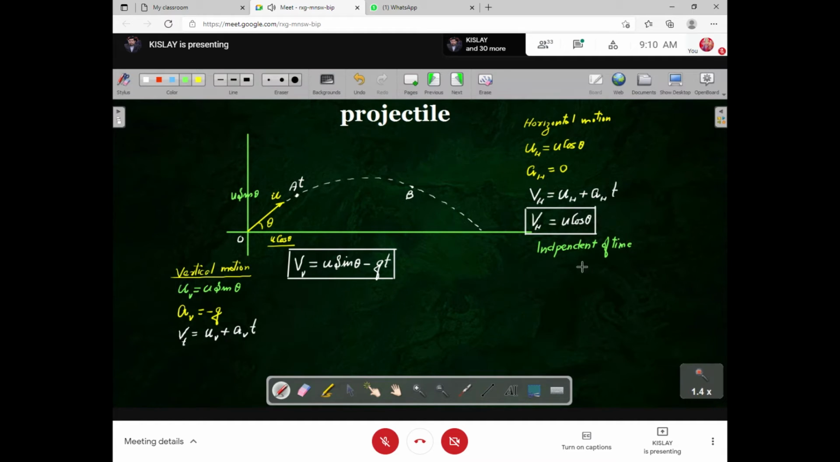What is the meaning of this independent of time? It means no change, or you can say it remains constant.